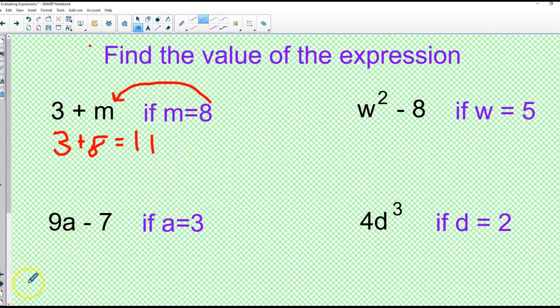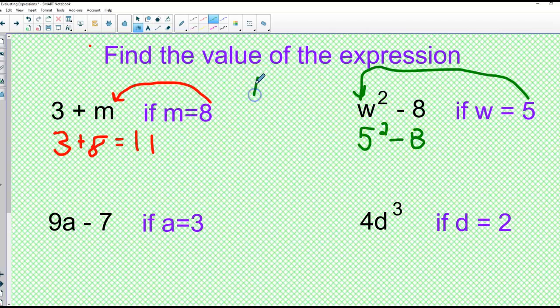Okay, let's look at another one. Let's move across here. This one says w to the second power, or we also call this squared. So w squared minus 8 is what we're trying to solve, if w is equal to 5. So I need to plug 5 in for w here. So my problem is 5 squared, or to the second power, minus 8. Now we have two things to do. We have an exponent, and it wants us to subtract 8.